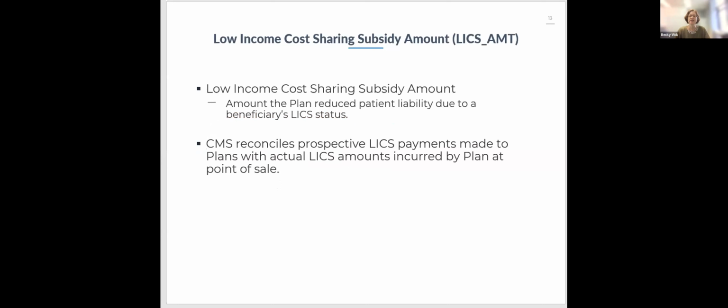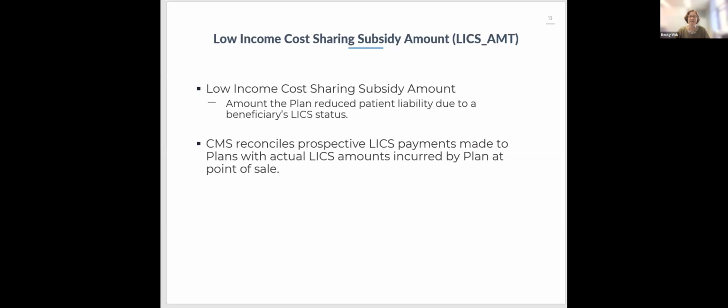And the subsidy reduces the cost sharing that the beneficiary is responsible for, and it's based on their LIS status. Like I think I touched on in the MBSF segment earlier this morning, there are, I think, 6 or 7 different levels of subsidy. So it depends on where the member falls, depending on their income, in the coverage and the benefit they receive.